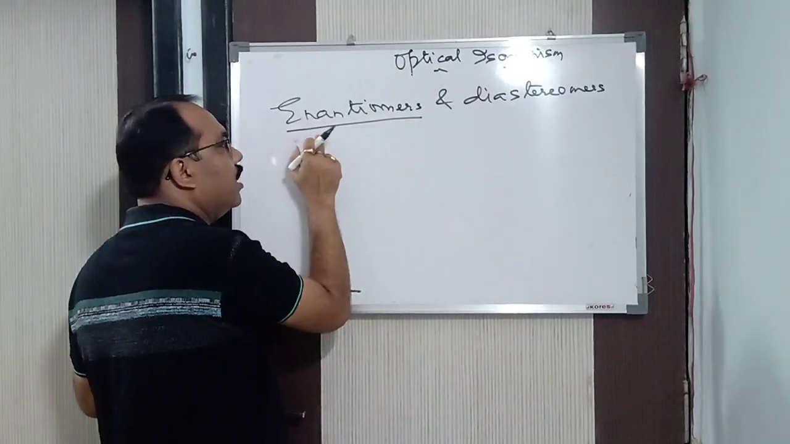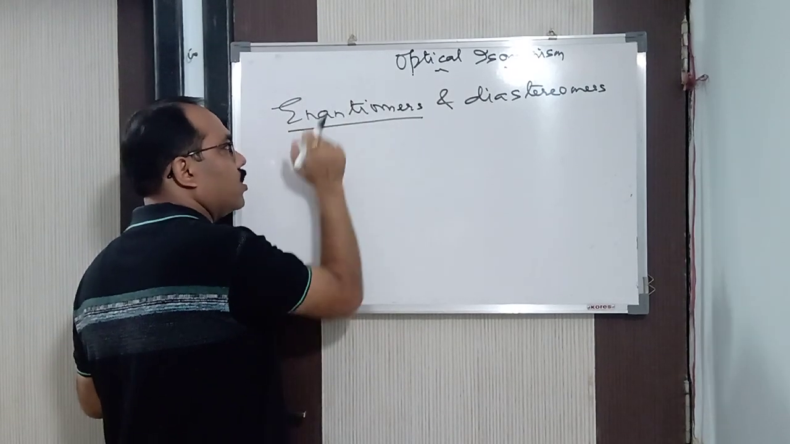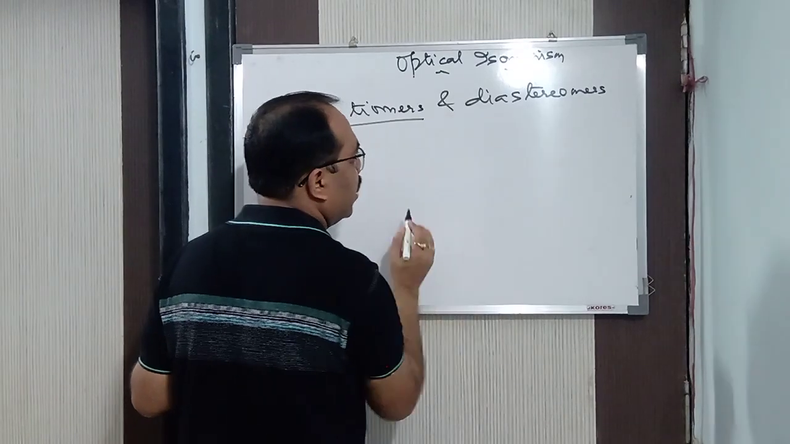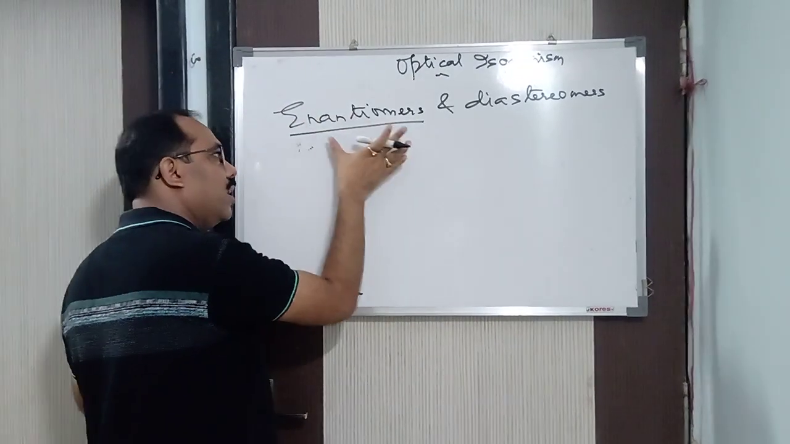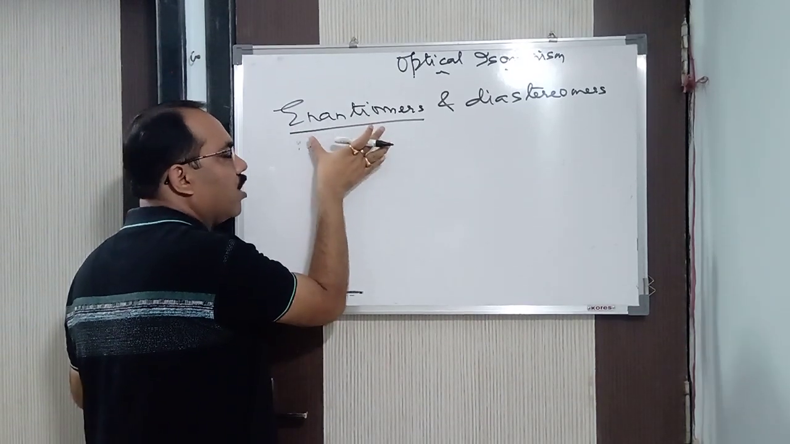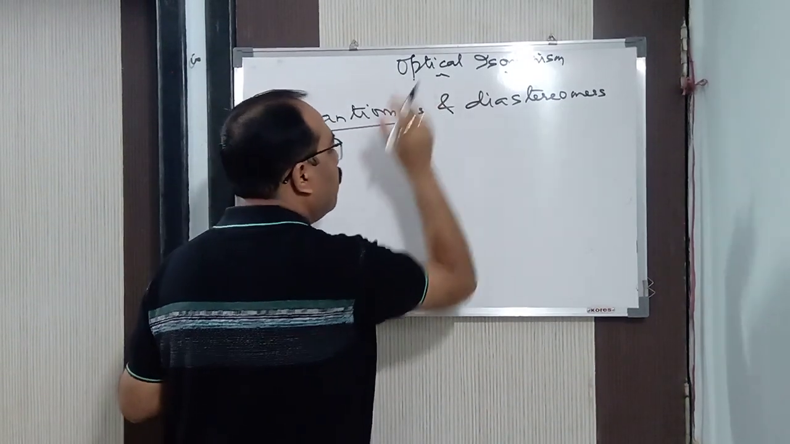But when this particular compound has a mirror image, it is enantiomers. When this compound does not have a mirror image, that is said to be diastereomers. In both cases the mirror image is not superimposable, that's true. But here we have a mirror image and here we do not have a mirror image.